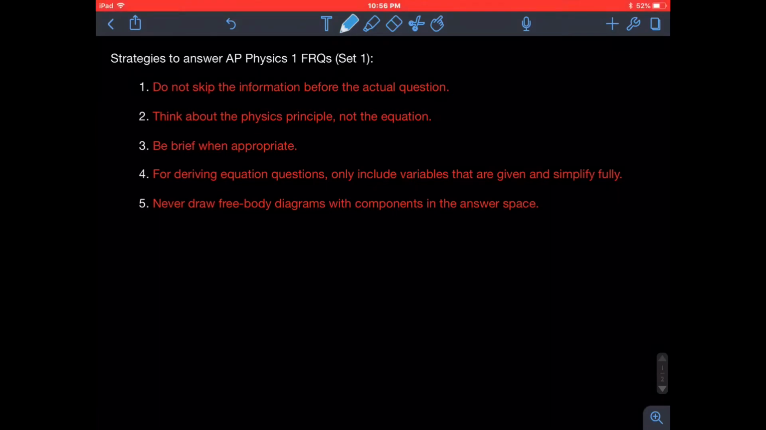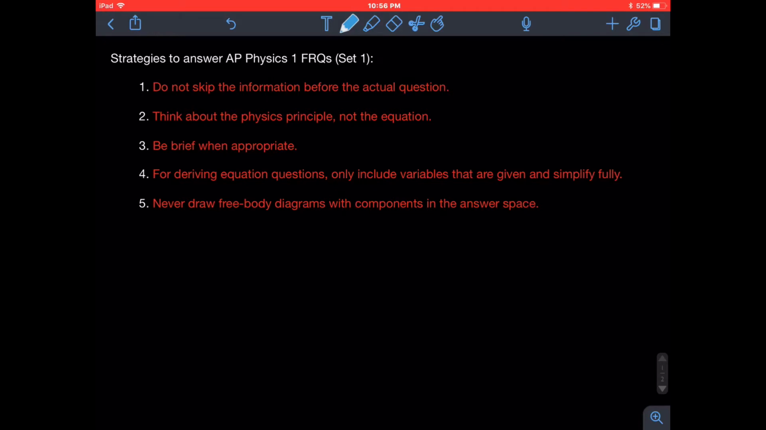Alright, so let's discuss some strategies to answer the AP Physics 1 FRQ. So number 1, do not skip the information before the actual question. Let's say you're running low on time and you just started the question. You may be inclined to skip that first paragraph and jump straight into the question. However, I would strongly advise against that.